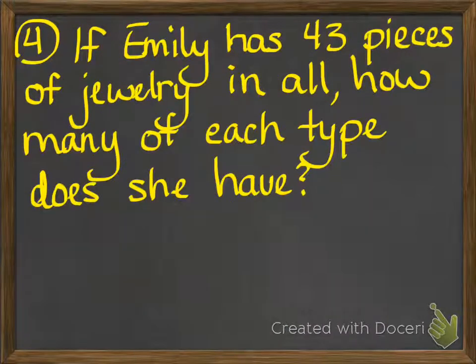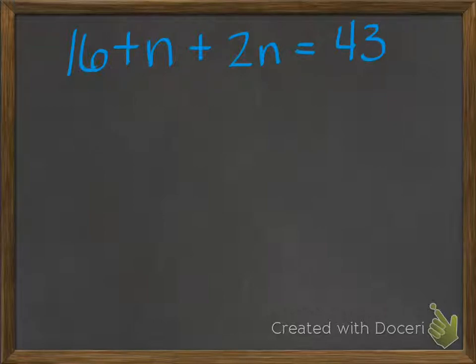So here's the next part of the question. If Emily has 43 pieces of jewelry in all, how many of each type does she have? See if you can solve that one. How many does she have of each type? Okay, so what I did is I took my algebraic expression, 16 plus n plus 2n, and I just made that equal 43. So that's the only thing that's different.